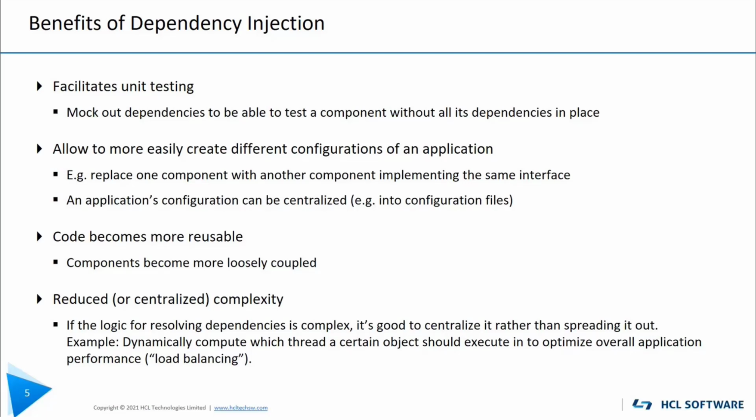Code can also become more reusable if the components are more loosely coupled. And in some cases, the logic for resolving a dependency can be quite complex. And in that case, of course, it's good to centralize it. One example could be some kind of load balancing where you need to dynamically compute which thread a certain object should run in to optimize the overall application performance. And this is then good to have in one single place instead of having it in multiple places.